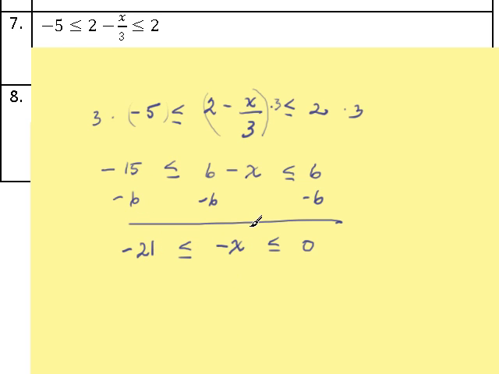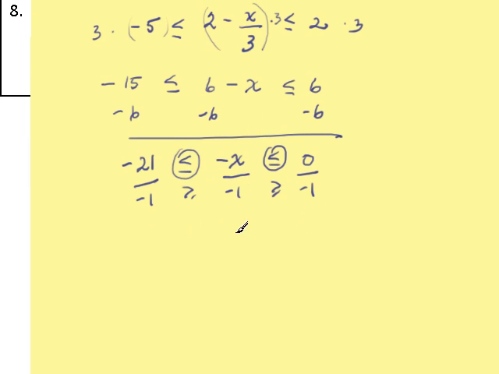And now we want x in the middle, not minus x, so we're going to divide all three sides by minus 1. Dividing by a negative switches the direction. So we get x in the middle, and here we have greater than or equal to minus 1, and here we have less than or equal to 21.